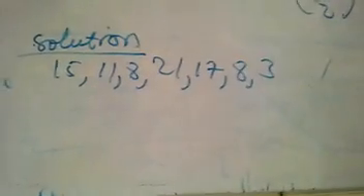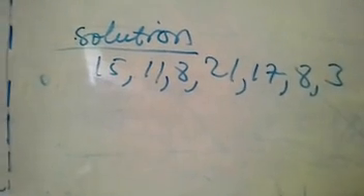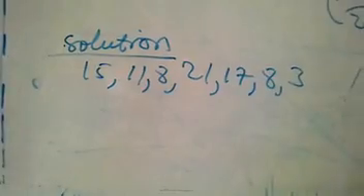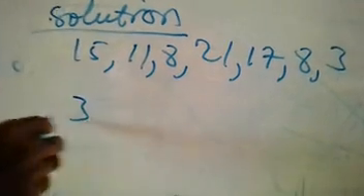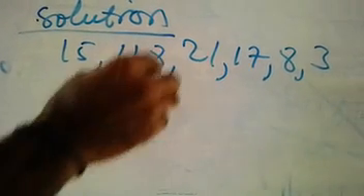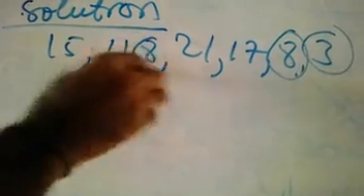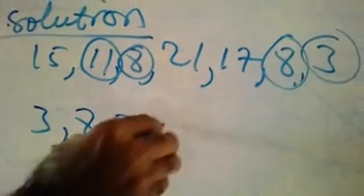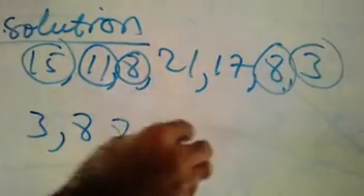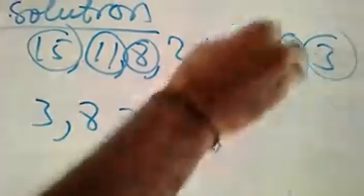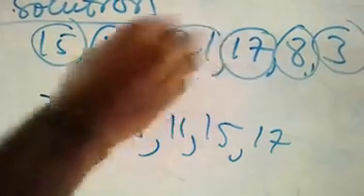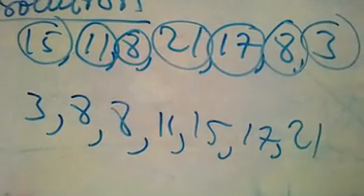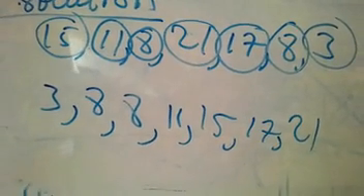Now I said you arrange them in order of magnitude. Let's start from the smallest. We have 3, followed by 8, followed by another 8, followed by 11, and then 15. I'm circling it so that I won't repeat. 17 and 21. This is arranged in ascending order.